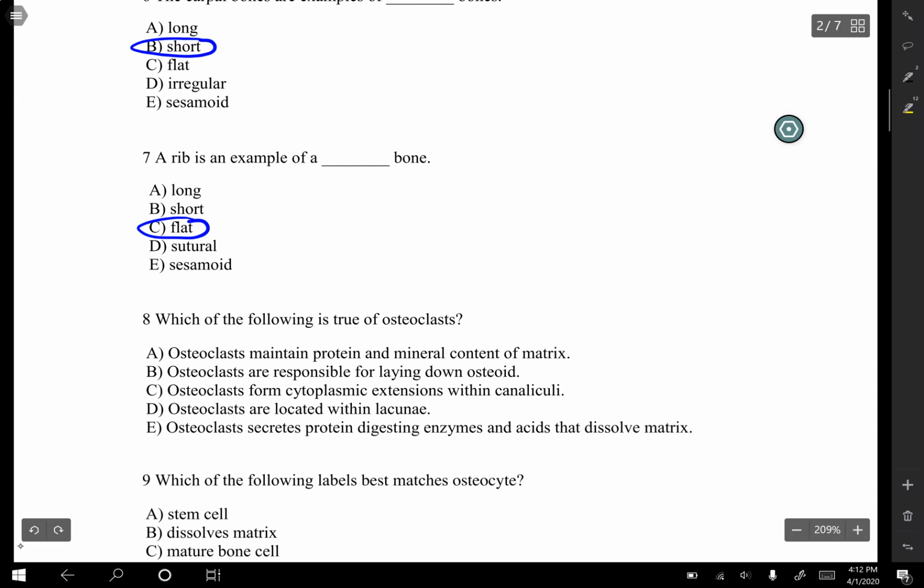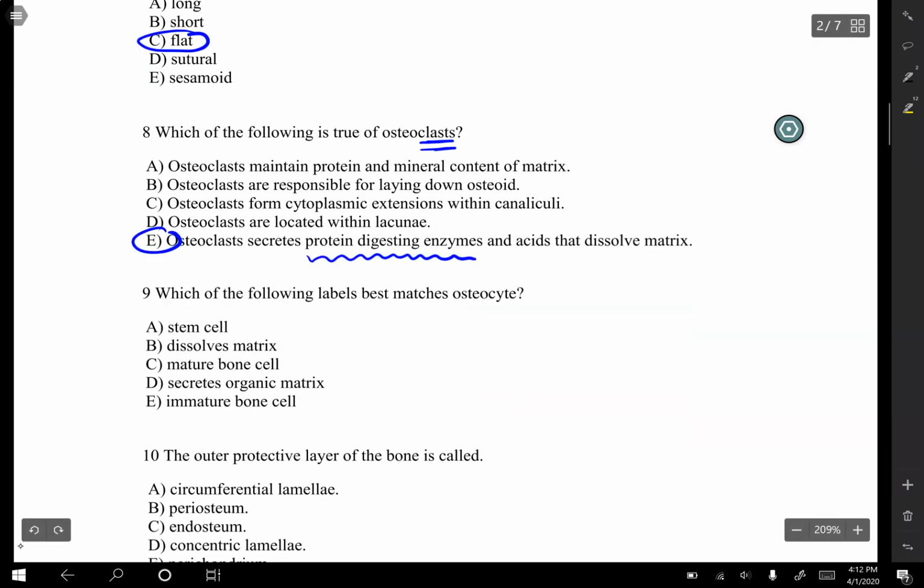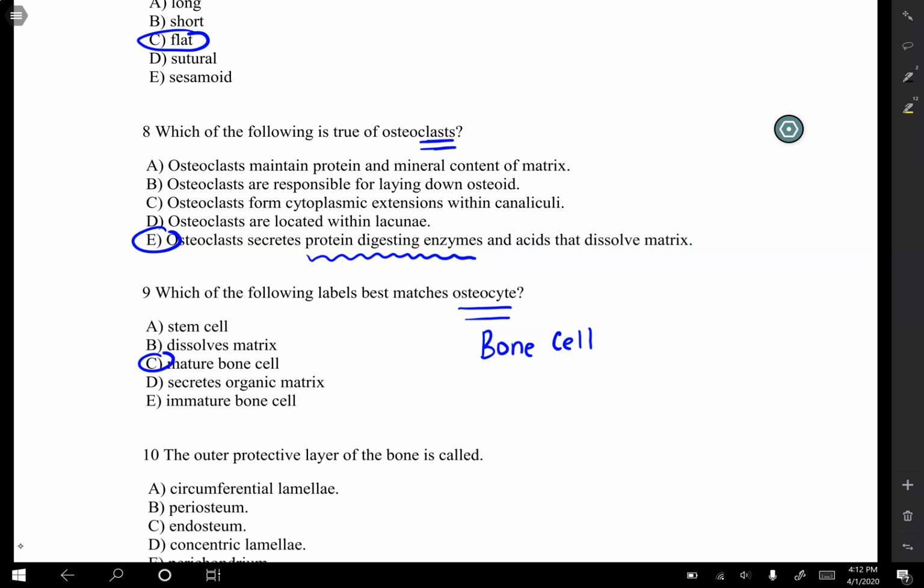Now this here, remember the three annoying O words: osteoblast, osteoclast, and osteocyte. Osteoclasts came in and cleaned up the scraps, and they did that by using their protein digesting enzymes. If you are an osteocyte, you are in essence now a bona fide bone cell. That means you are ready to be bone. You are a mature bone cell.